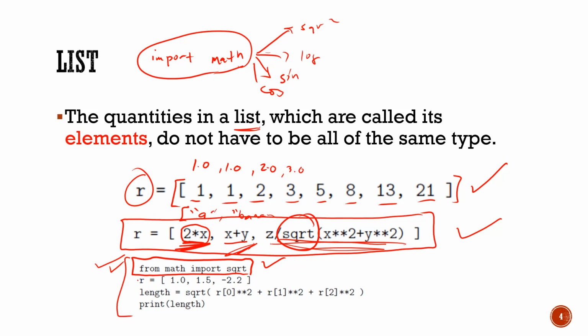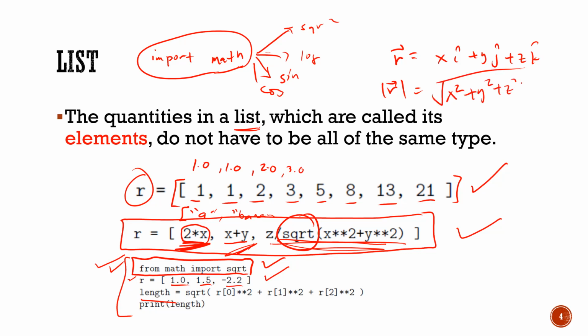As you can see from this code, I have a list which has 3 elements: 1.0, 1.5, and minus 2.2. If you want to get the length of this, I think this r here is a position vector, and you want to calculate the magnitude of r. Go back to your vector analysis. You have a position r, which has an x component plus y component plus z component. To calculate the magnitude of r, it is just equal to the square root of x squared plus y squared plus z squared.